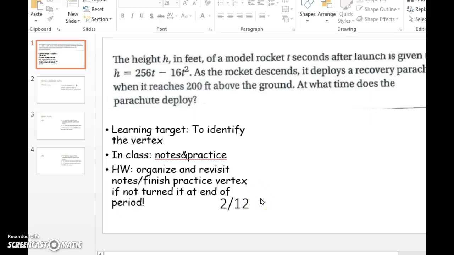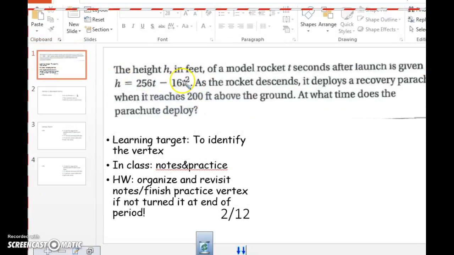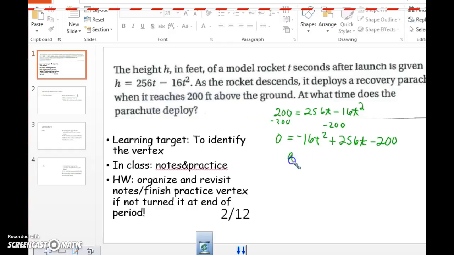Okay, on today's warm-up, you have to make sure that, first of all, you put the 200 feet in for h. And you want to arrange your equation so that it equals 0, and then it goes in order of greatest exponent first. So I'm going to subtract 200 from both sides. And so A is negative 16, B is 256, and C is negative 200.